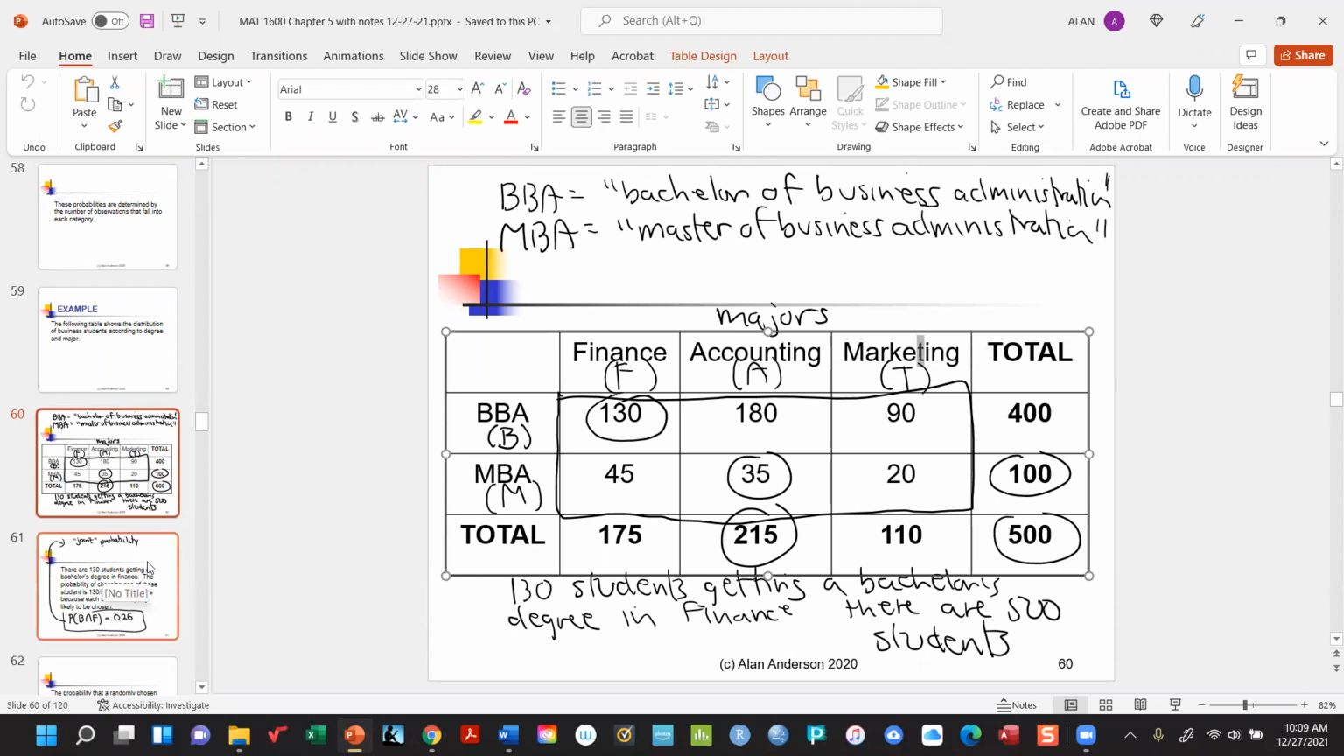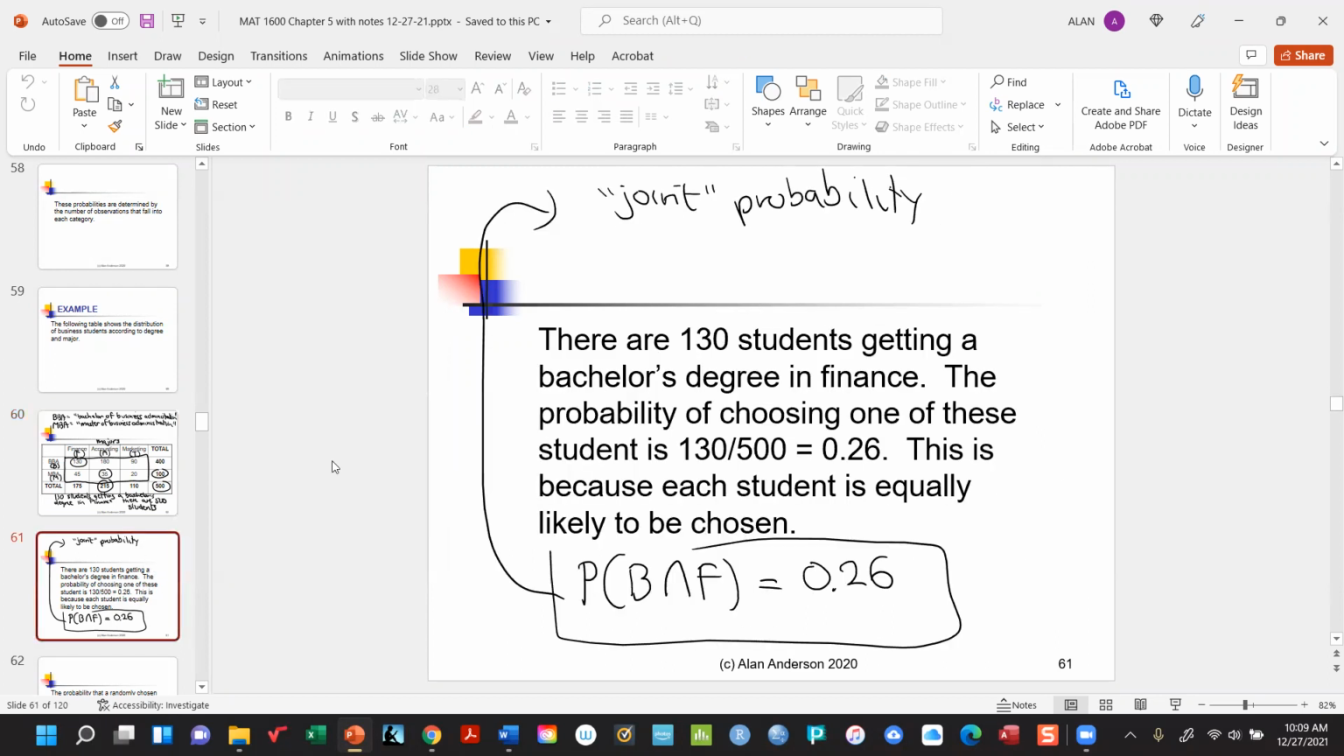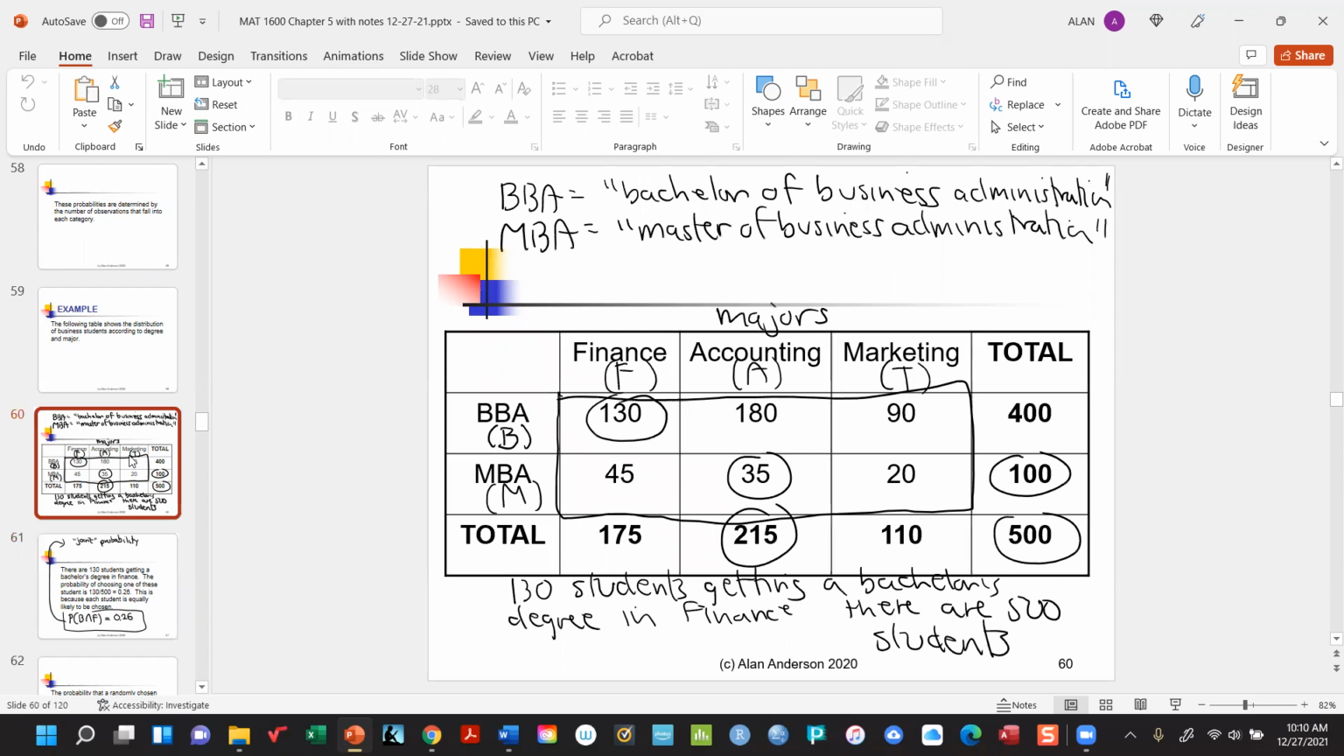Now, with all this information in hand, what can we calculate? We're going to start out by calculating what are called joint probabilities, as we've already started to mention. Let's say that for some reason the school has an alumni magazine that they publish every year, and they randomly choose a student to be on the cover. This year they decided to pick that student from the business school. If we pick somebody at random from this business program, what's the probability that the person we chose is getting their bachelor's degree in finance?